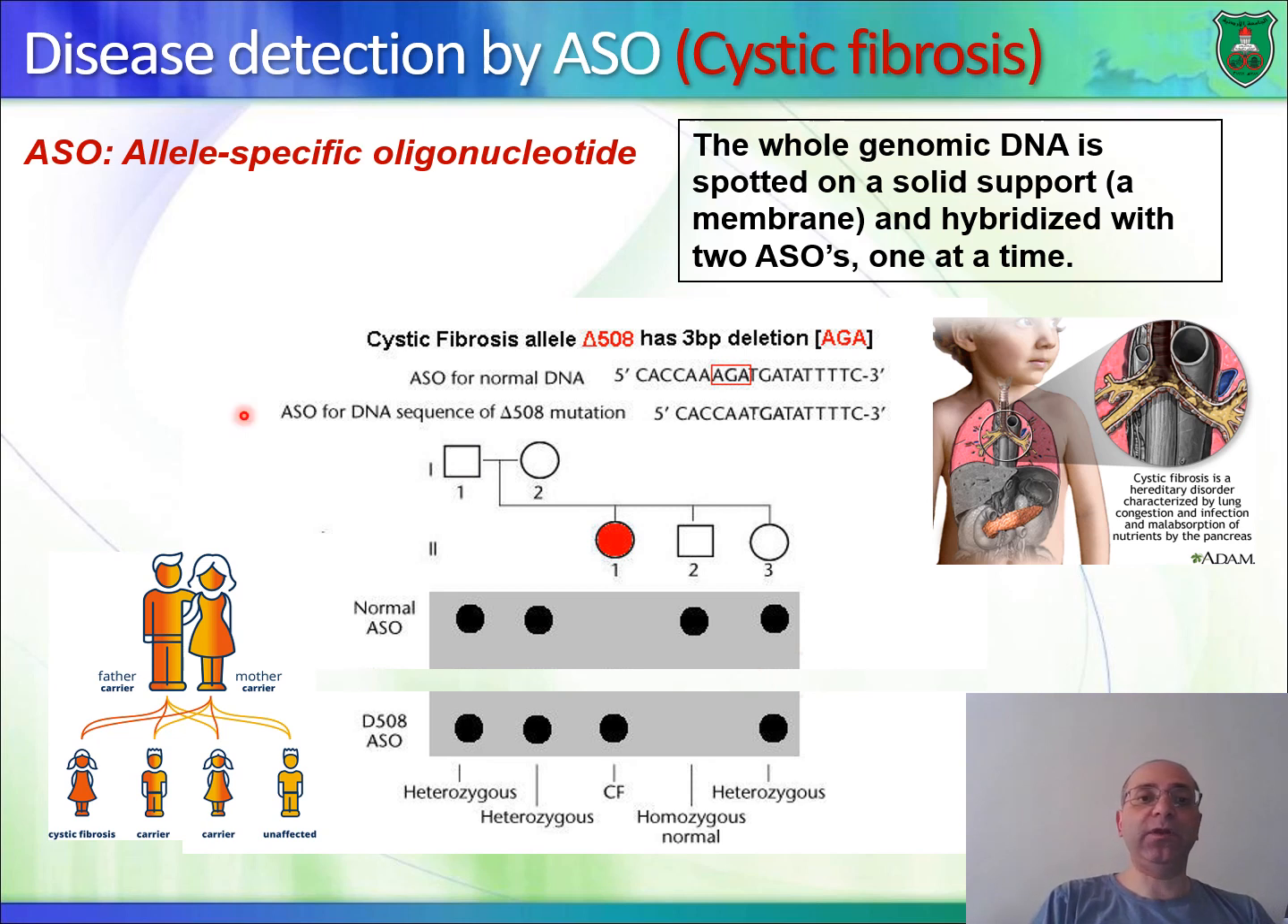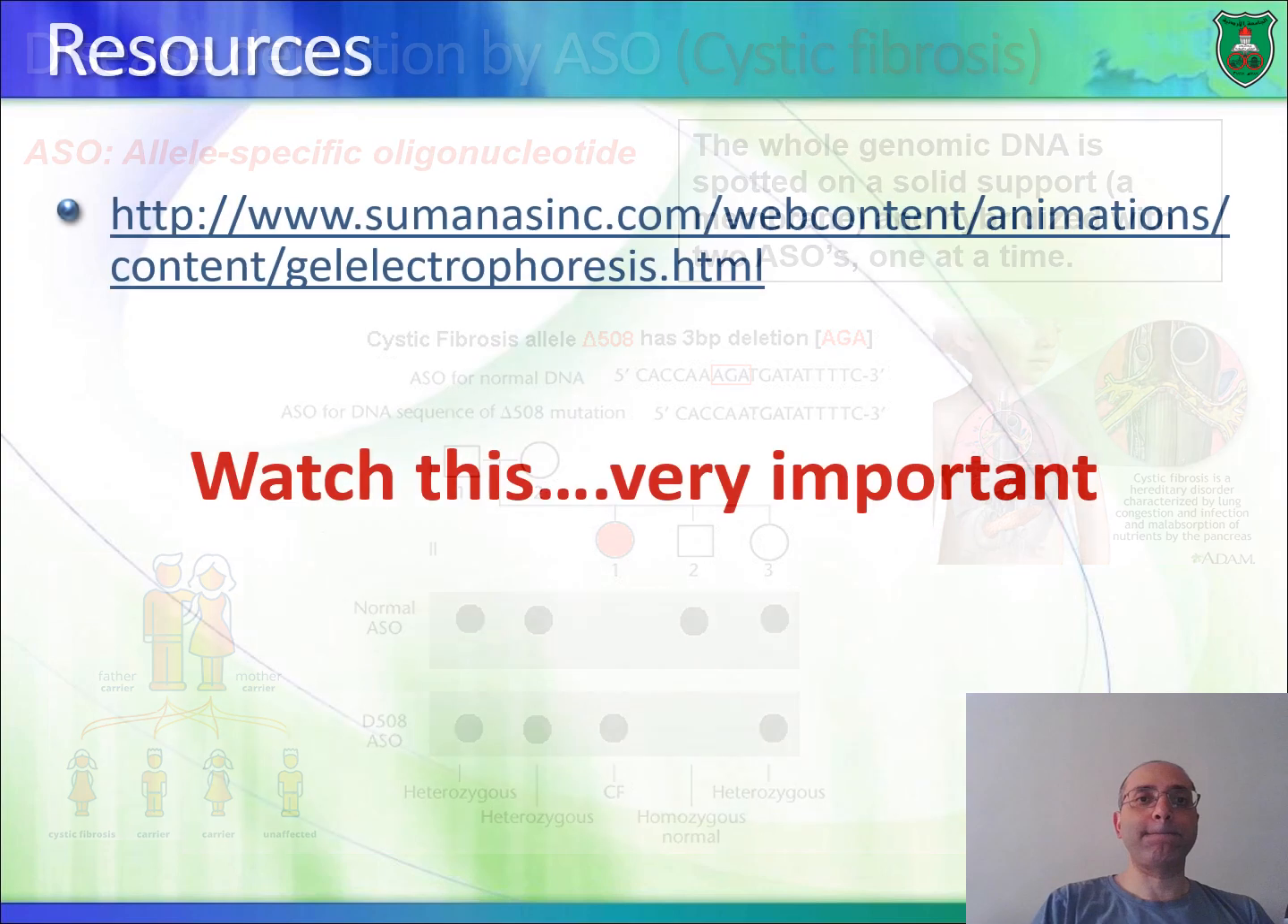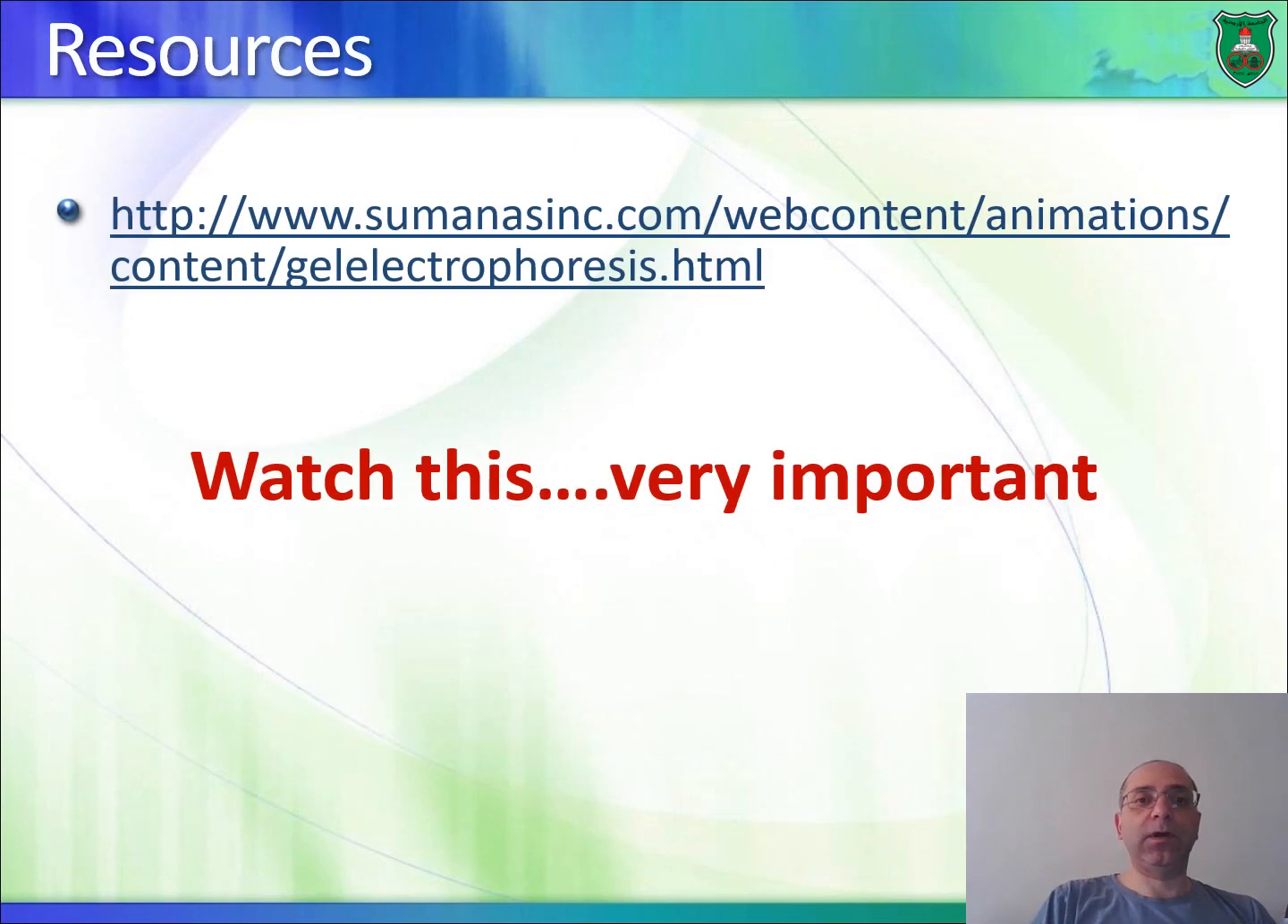This is how we can use dot blotting. So simply we say that the father and the mother are both carriers, and they have, let's say, these children right here. This boy is not affected. This girl has cystic fibrosis, and these two are both carriers. They are heterozygous. Okay, so I think this is the link.